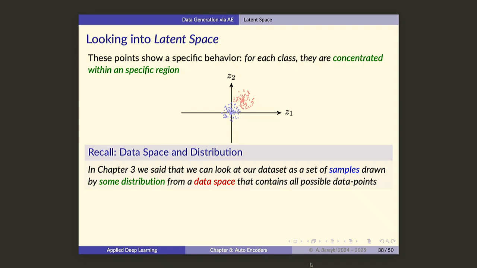So what is data space? If you remember in chapter 3, when we talked about data space and data distribution, we assumed that any handwritten 8 that we have has a kind of distribution in that very large dimensional space. Meaning that when an image is a handwritten 8, the probability of that happening is not 0. When the image is not a handwritten 8, then the probability is going to be 0, right? And this is in that large, 784-dimensional space.